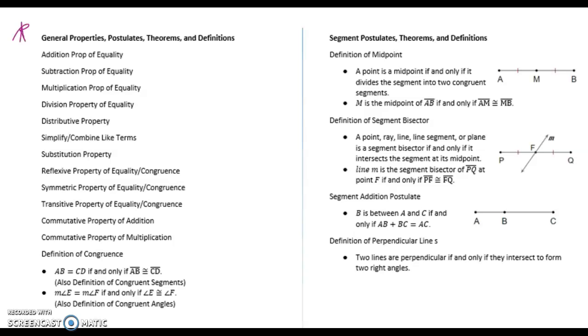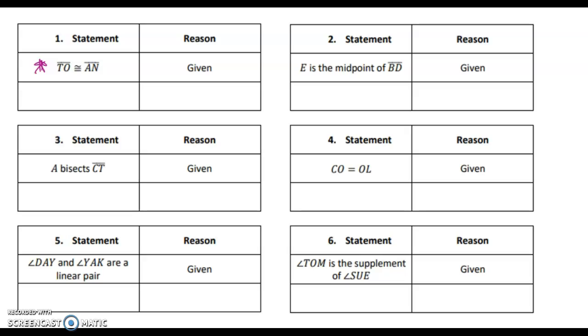So looking over here at general properties, the most common one that is used is definition of congruence. And what it lets us do is go from equals to congruent or congruent to equals. So I think it is definition of congruence. So what I would do, since we're congruent, we need to switch and say, okay, TO equals AN. And the reason is definition of congruence.